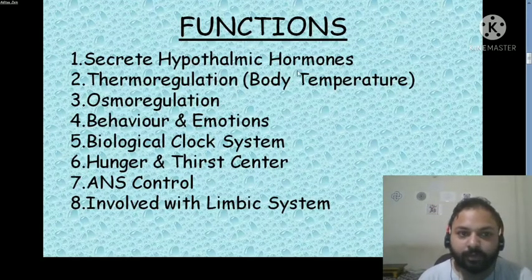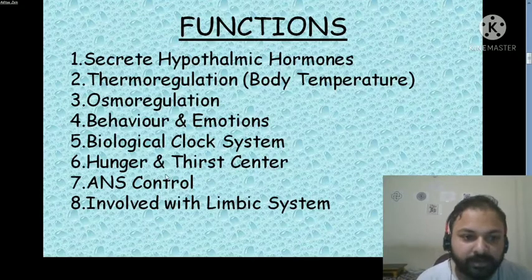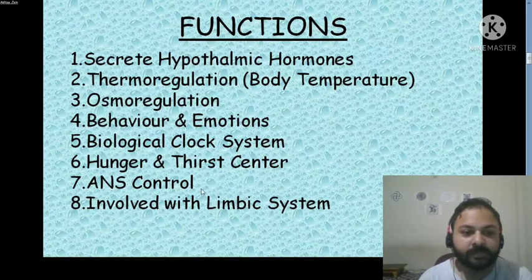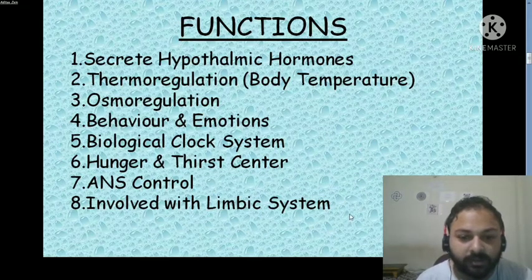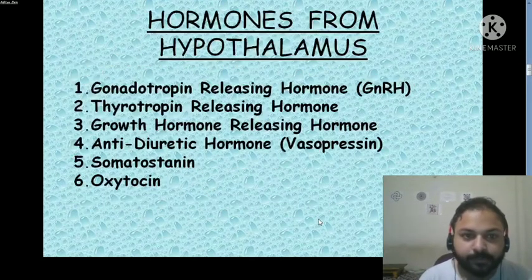What are the functions of hypothalamus? First, it secretes hormones known as hypothalamic hormones, thermoregulation, osmoregulation. It controls behavior and emotions. It maintains the biological clock system of the human body. It is hunger and thirst center, which means urge for eating and drinking is through hypothalamus. It controls the autonomic nervous system ANS, and it is involved with limbic system, which they both together control the emotions like fear, rage, happiness, motivation, etc.